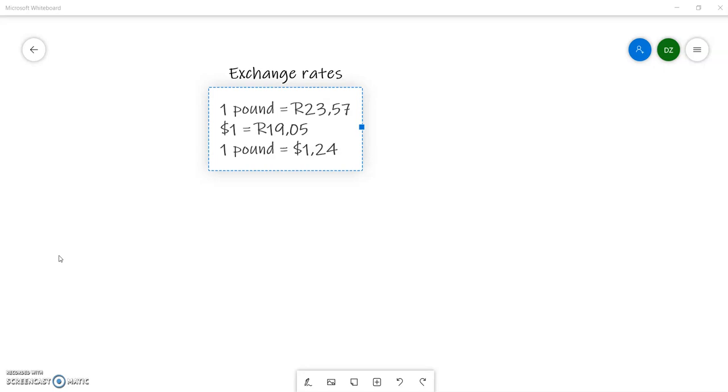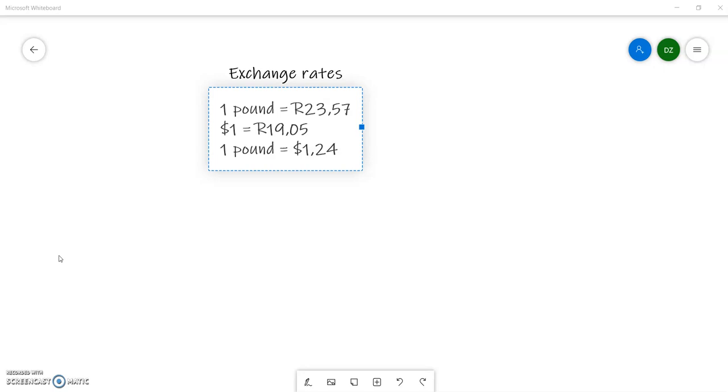And then I was also interested to find out what the pound to dollar exchange rate was. So 1 pound equals $1.24. As you can see, I need to give you this exchange rate before I can ask you any kinds of questions. Now, the first main question would be to convert a certain amount from, let's say, rands to pounds, or a certain amount of dollars to rands, or pounds to dollars. That would always be my first question, to convert.